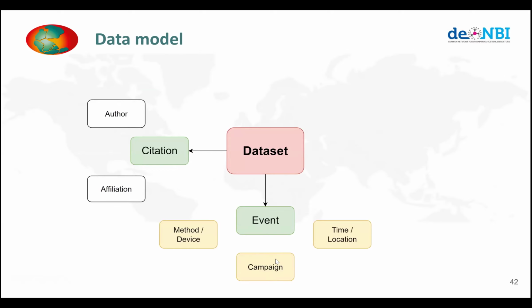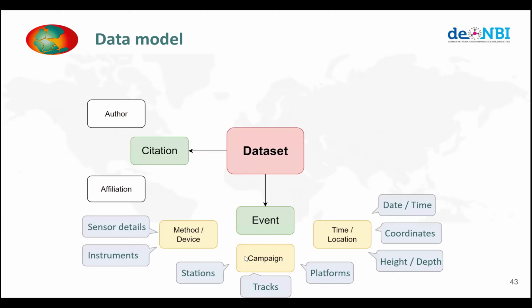They are made identifiable by time and location, as well as methodology and, if applicable, campaigns. Methods and devices can be further described by sensor details and instrument details, such as model types or manufacturers. Campaigns can get further enhanced with metadata through adding stations, tracks, and platforms.